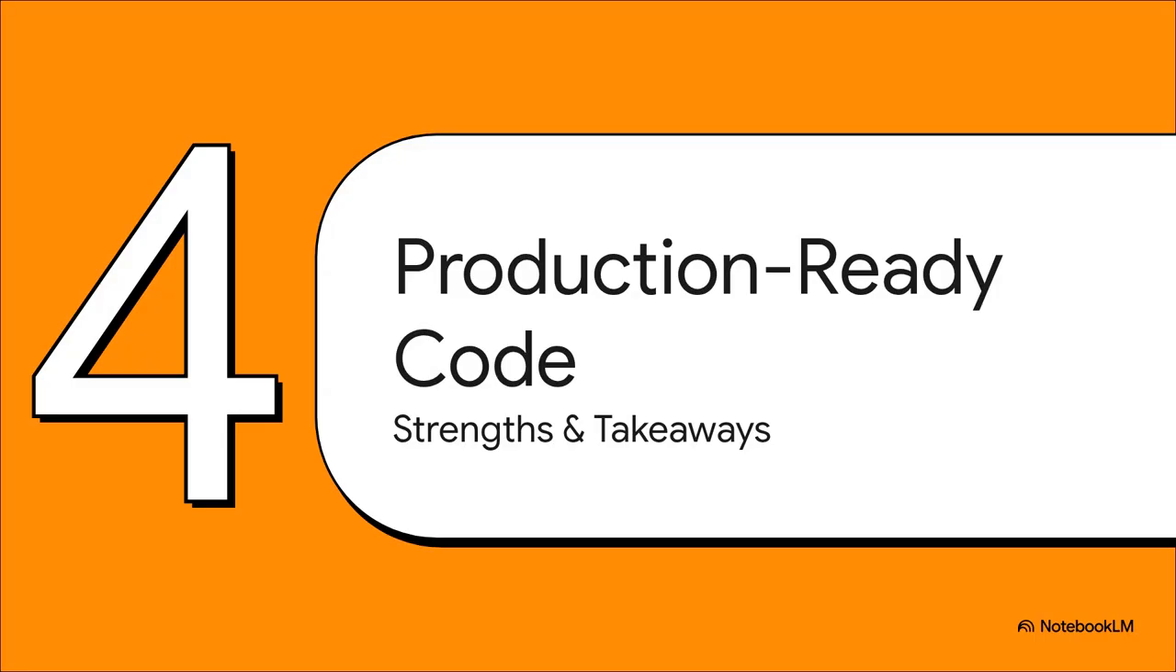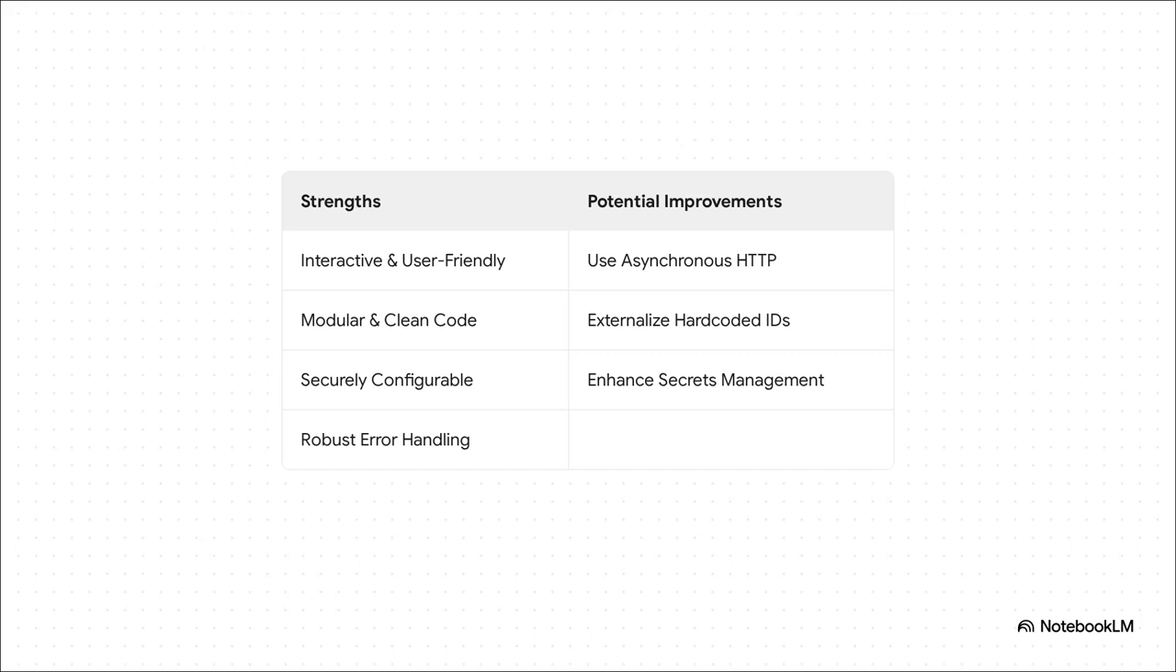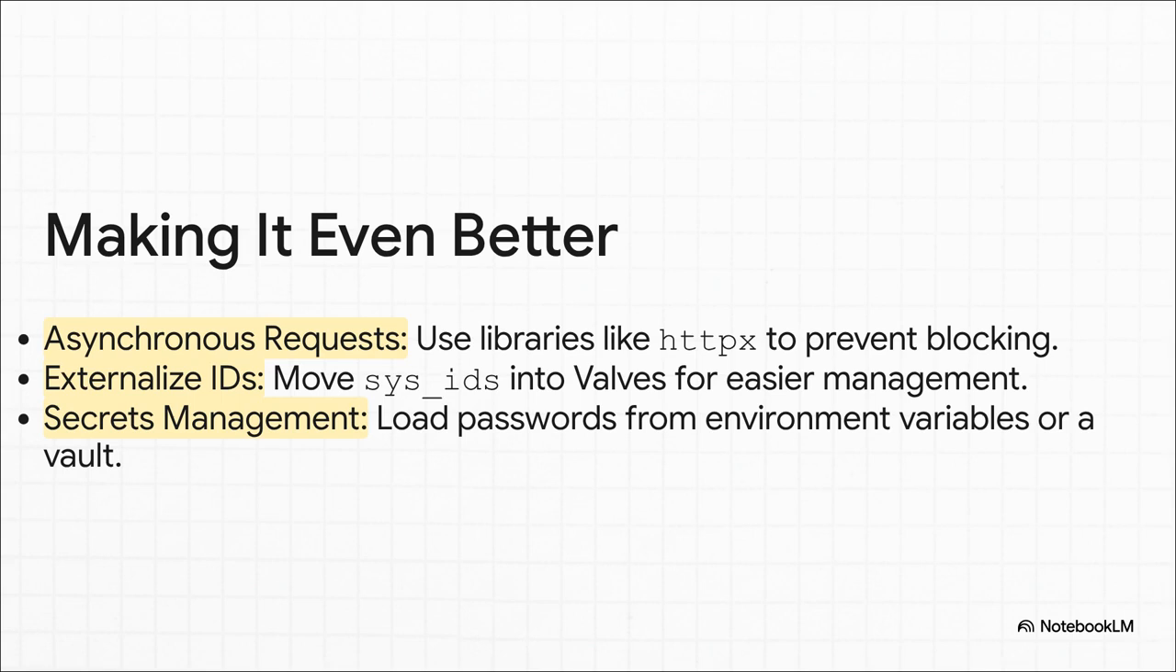So let's zoom out a bit. What can we take away from this? Let's look at this script as a blueprint for writing our own production-ready code. The source analysis gives us this really clear scorecard. The strengths are obvious, right? It's interactive, the code is clean, it's secure, the error handling is great, but if we were going to run this in a massive, high-traffic environment, there are a couple of ways we could level it up even more. And these improvements are really about taking it from great to truly enterprise grade. Using asynchronous requests means it won't get bogged down if lots of people use it at once. Moving those system IDs into the valves configuration makes it way easier to manage down the line. And for top-tier security, pulling passwords from a real secrets vault is the gold standard.